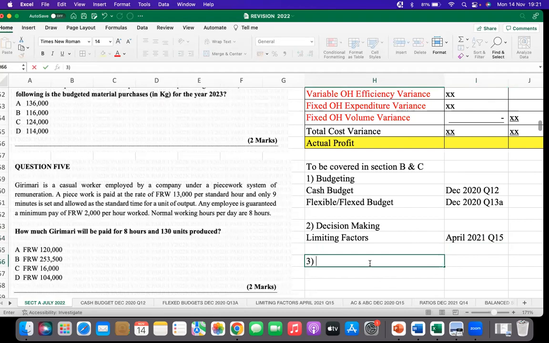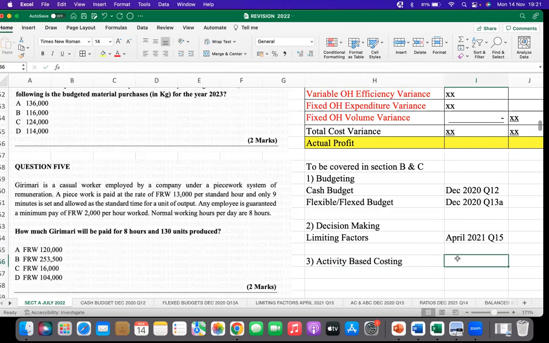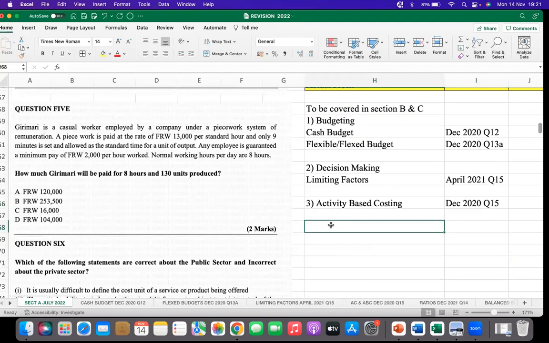Number three, I'll also look at activity-based costing, and maybe ABC. Now, under activity-based costing, I'll look at December 2020, question 15. Number four, I'll look at variances.